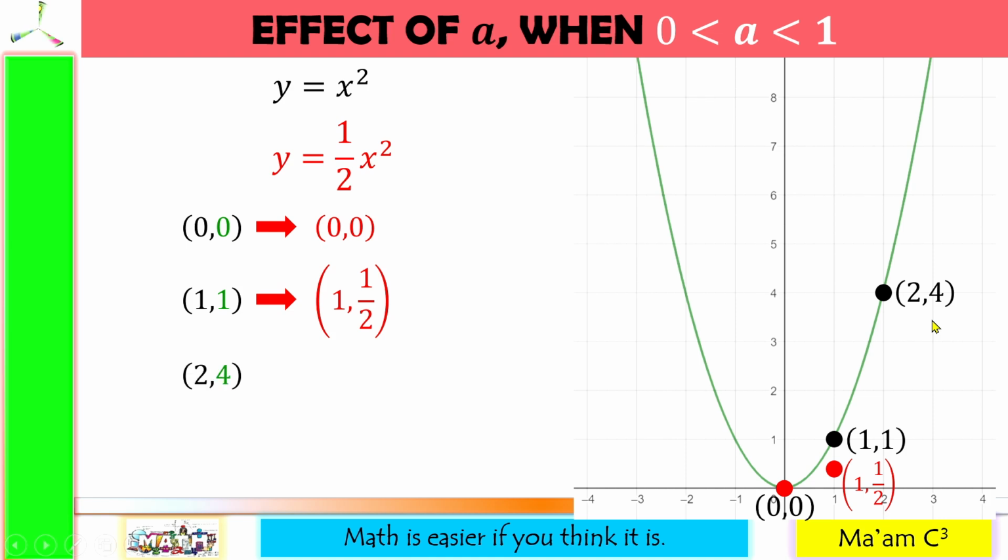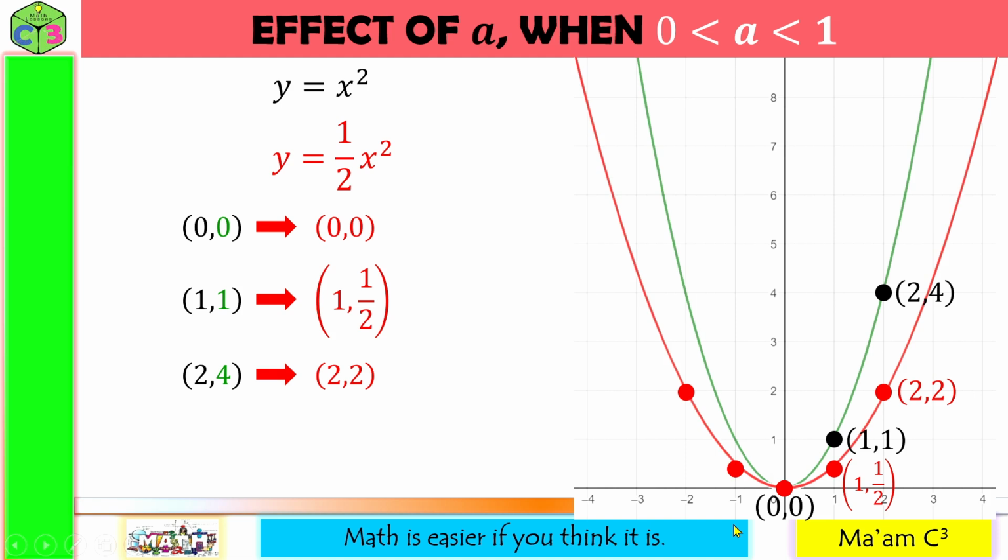Our next key point is 2, 4. Let us multiply 4 with 1 half, and that will give us 2. So the graph of this will pass through 2, 2. That would be 2, 2 here. Now let us determine the corresponding points on this side. This will be at negative 2, 2, and this will be at negative 1, 1 half. Now let us connect the points.